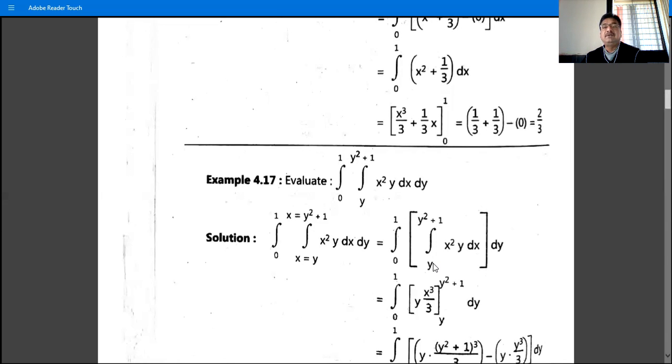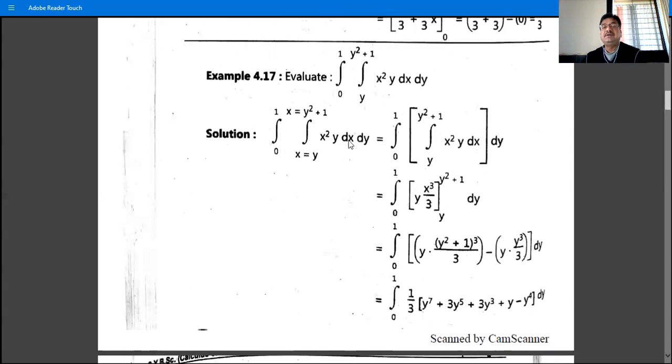So by using Fubini's theorem, we integrate with respect to x first, because the limit of x is in terms of a variable, and then integrate with respect to y. So the integration is separated here, this bracket, and now this becomes a single integration.